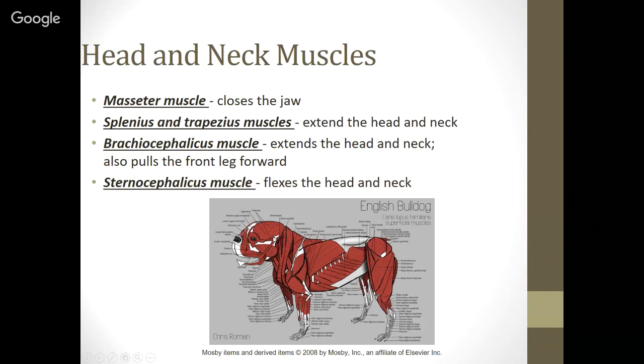We have the brachiocephalicus muscle, which extends the head and neck and also pulls the front leg forward. Brachio meaning arm and cephalicus meaning head. We also have the sternocephalicus muscle, which flexes the neck and the head. That goes from the sternum to the back of the head.